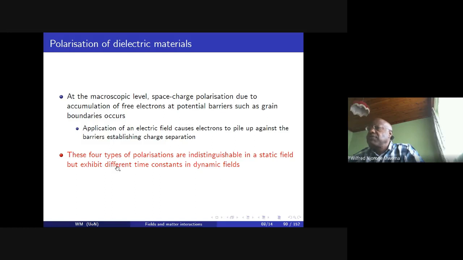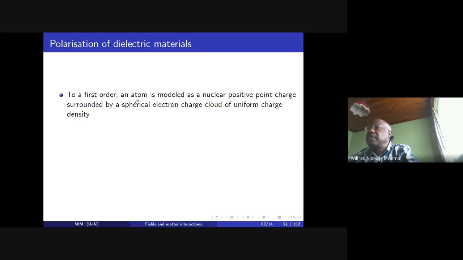But all these four types will be indistinguishable when we are dealing with static fields. But if we were to apply a dynamic field, then they all react to the field with different time constants, and therefore we'll expect them to have resonances that are slightly different from each other. And this is what we shall be looking at when we look at the polarization of the dielectric materials.